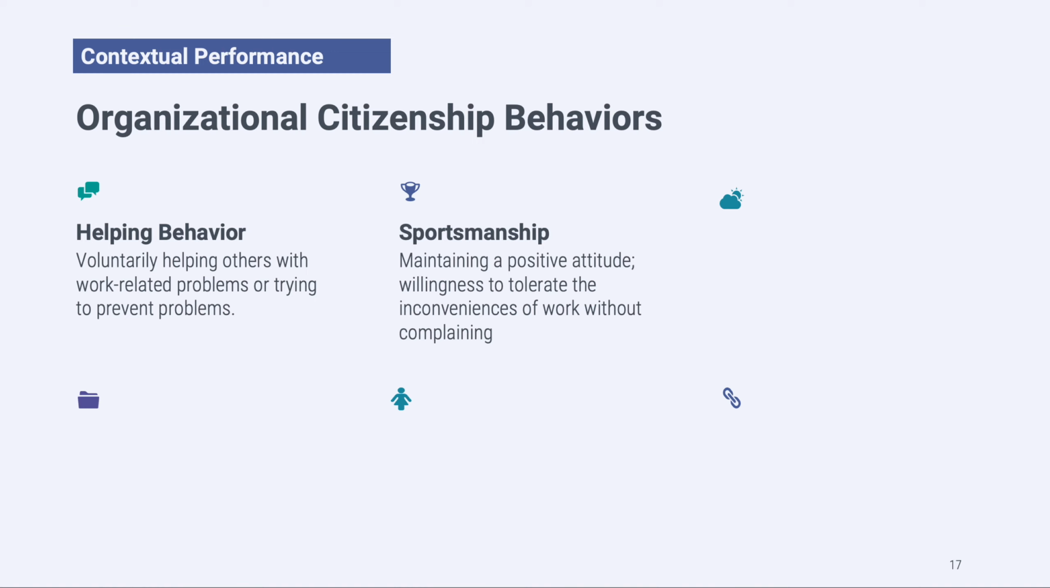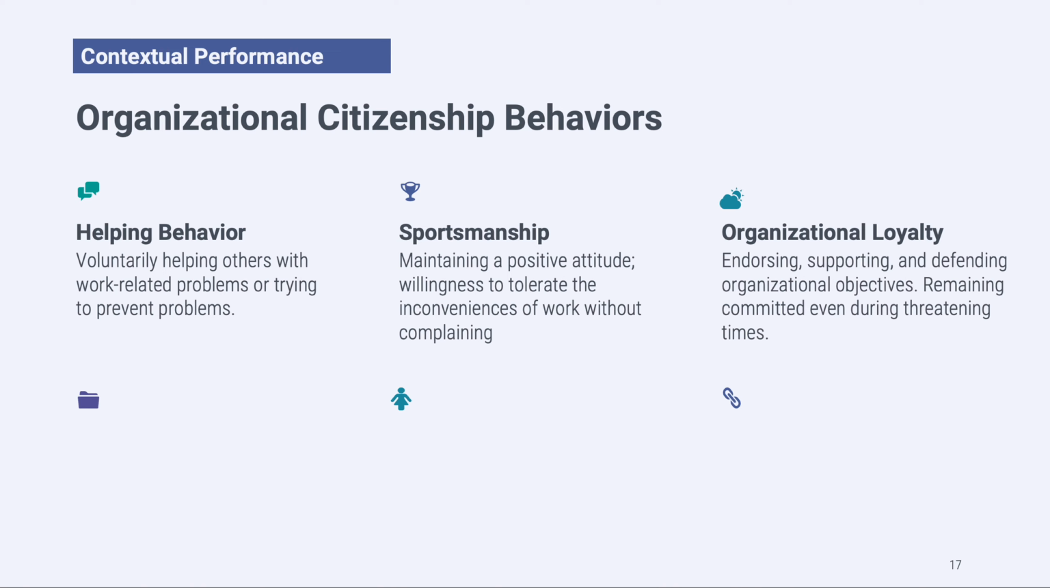So when we have individuals that show up with a positive attitude and not only do the work but do it with a smile and without complaint, it definitely improves the work environment and can aid in building a stronger, more positive organizational culture. The third type of citizenship behavior is organizational loyalty. This involves an individual endorsing, supporting, and defending organizational objectives. Even when threatening times exist, these individuals are committed to the organization, and that's really important.